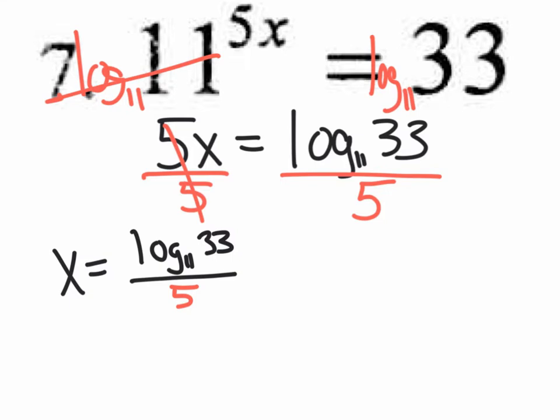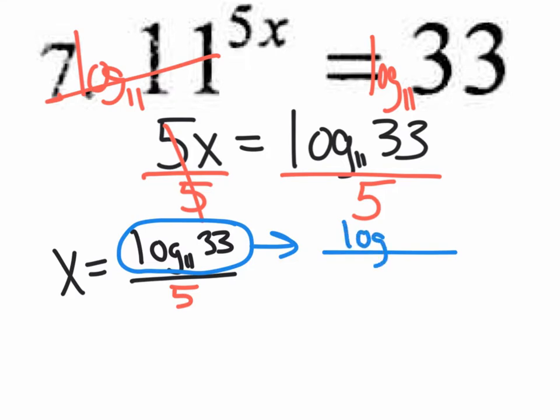You're going to have to apply the change of base formula, guys, and either use the ln button or common log button. So we're going to focus in on this part right here, and we're going to use the change of base formula, which is going to give us a fraction. And on top, you're going to have common log 33, and on the bottom, you're going to have common log 11. Is everybody with me? And we still have, after we do that, we still have to divide it by 5.